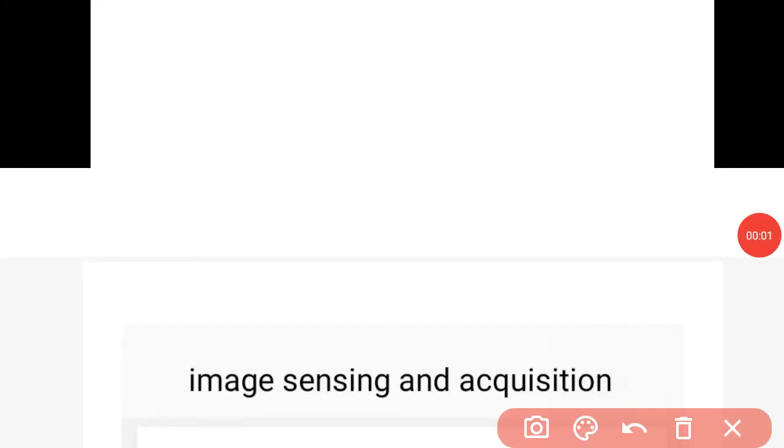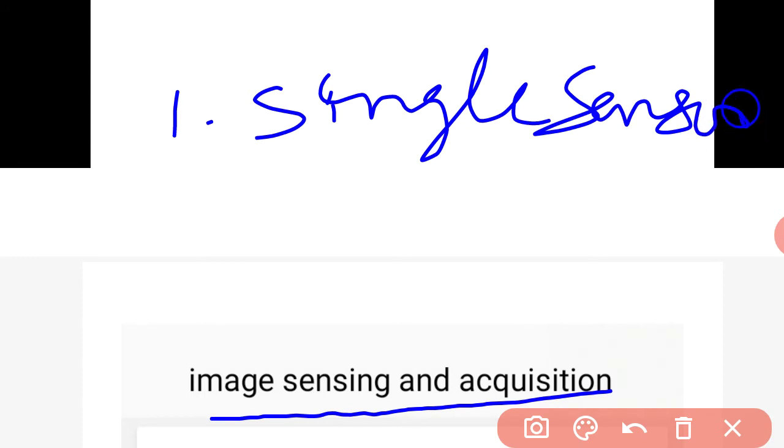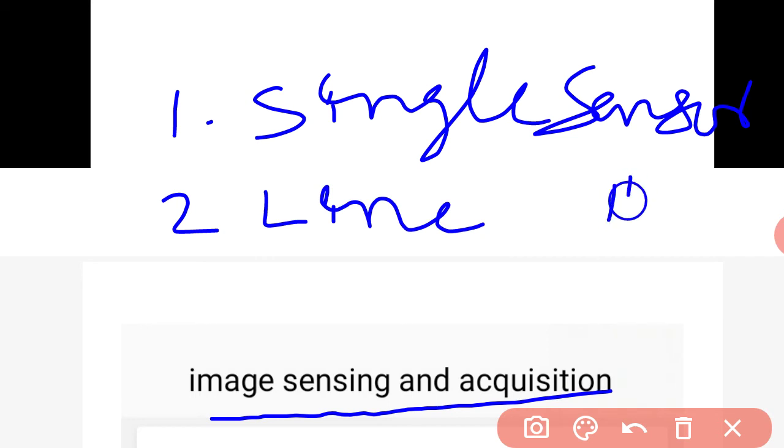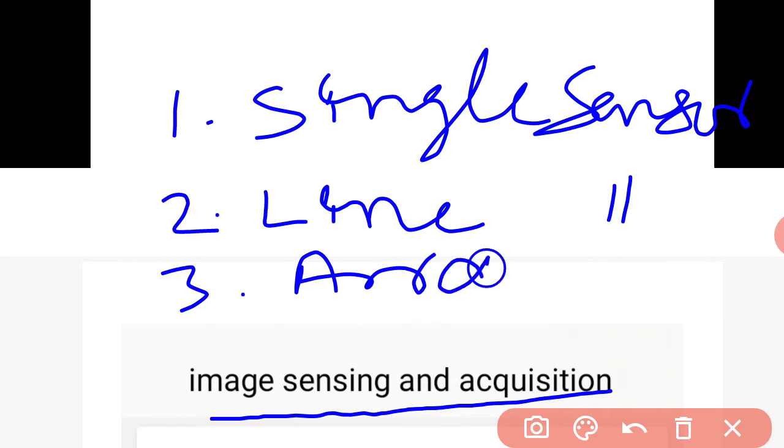Next concept is image sensing and acquisition system. In an image sensing and acquisition system, we prepare three principal arrangements to produce an electrical output proportional to the light intensity. The first one is a single sensor, the second one is a line sensor, and the third one is an array sensor.